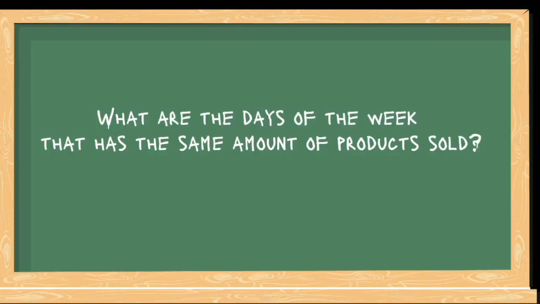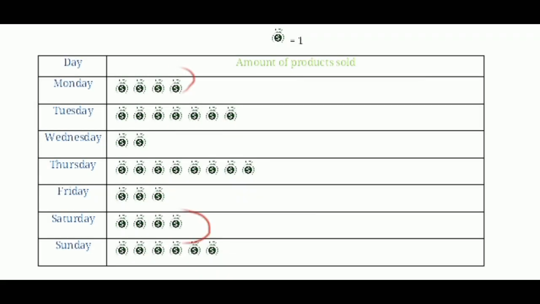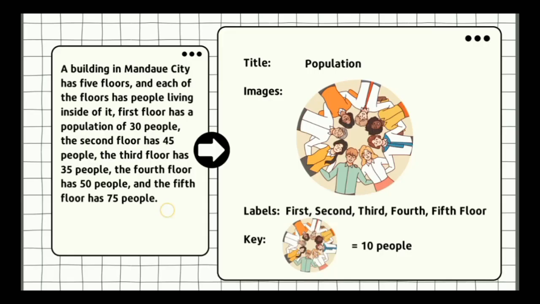Then let's head quickly to interpretation by Villarino. Suppose a question is asked, what are the days of the week that has the same amount of products sold? With the key given, one money bag is equal to one product. By counting the symbols or the icons aligned from the said day, we can easily interpret that Monday and Saturday has the same amount of products sold, which is 4.